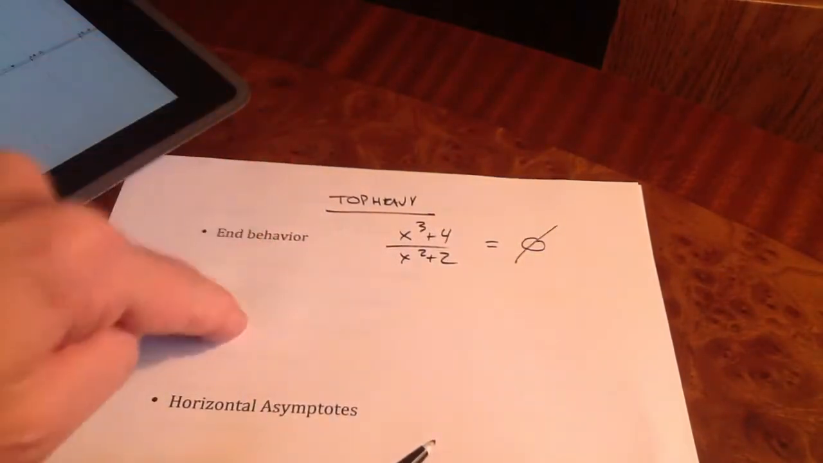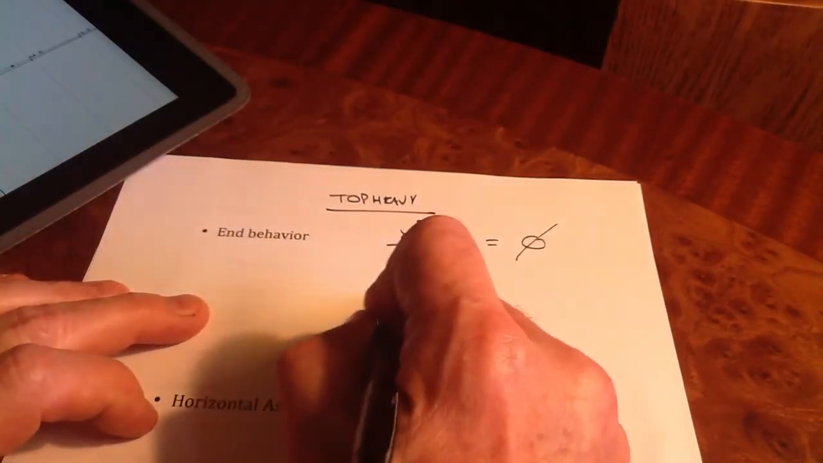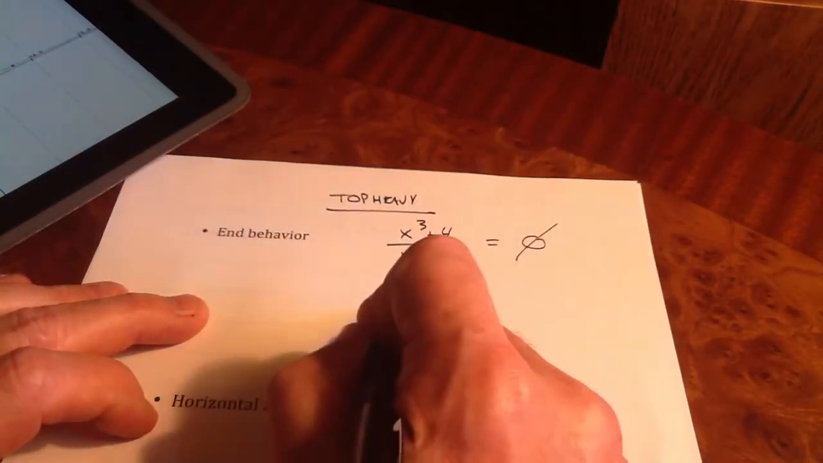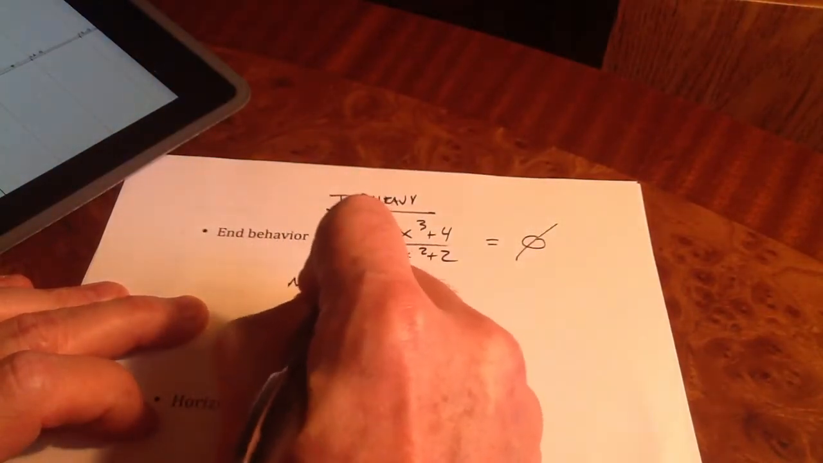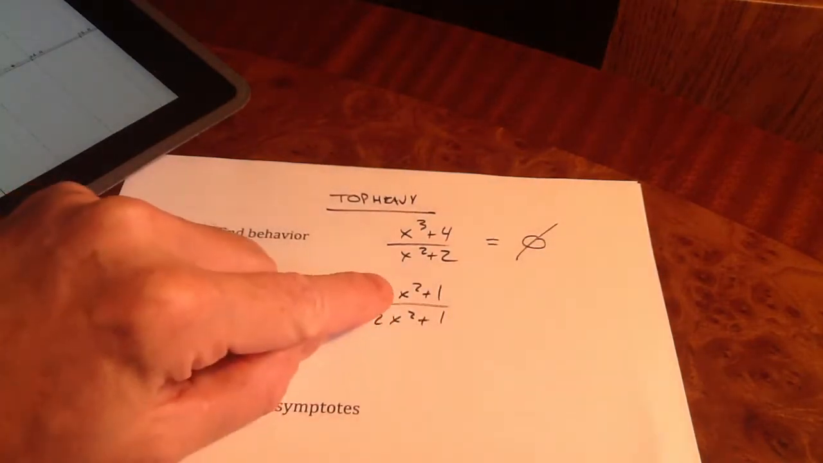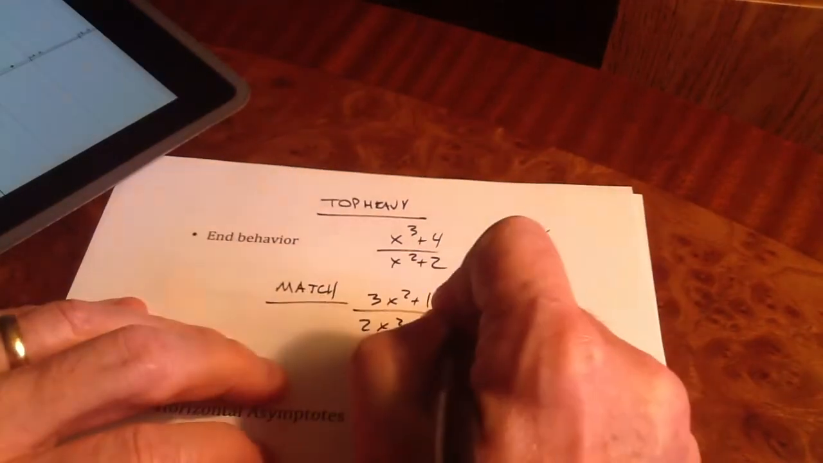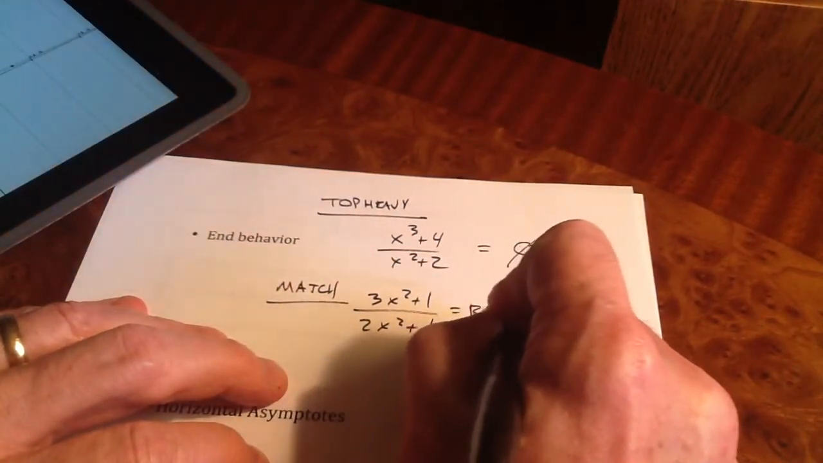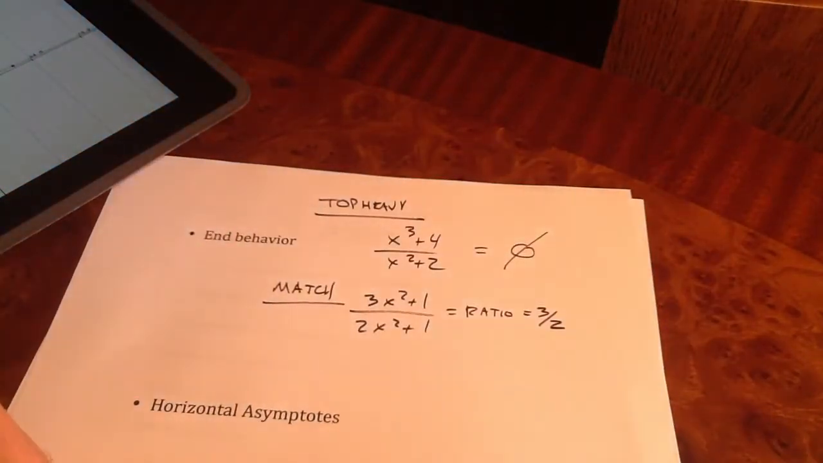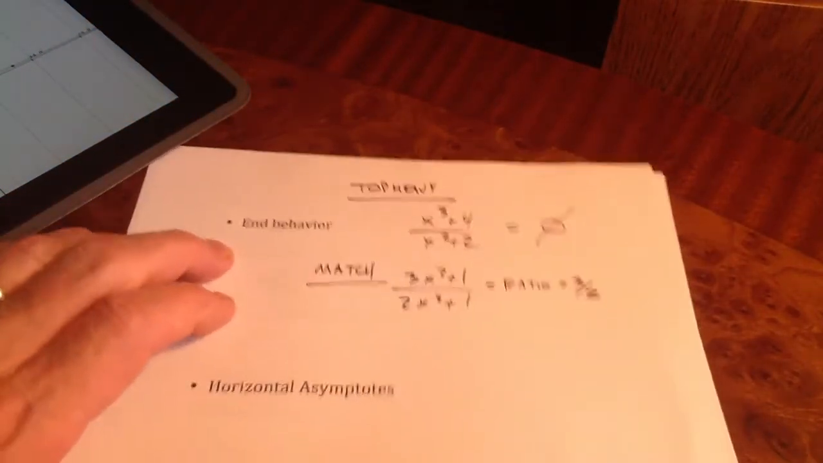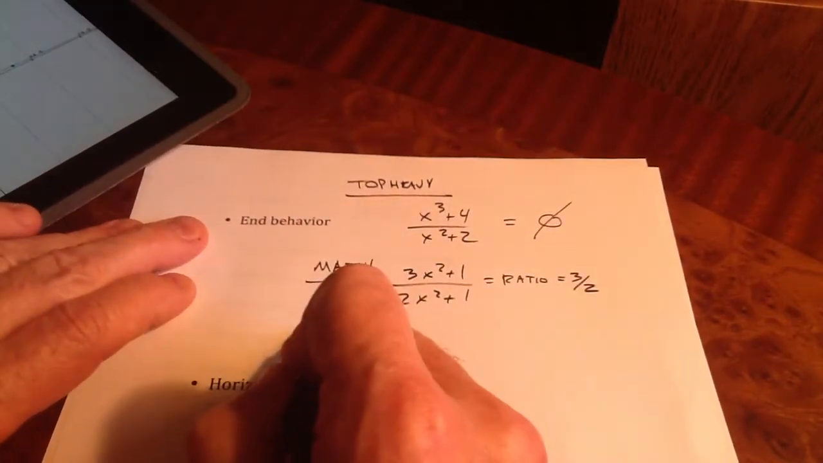And now again, we're talking about horizontal, not vertical. Vertical are easy. Those are the domains. These are horizontal. The other case you might have is, say, 3x squared plus 1 over 2x squared plus 1. I call this a match, meaning that the powers match. When the powers match, you take the ratio of the coefficients, which in this case is 3/2. Good. And then finally, we had top-heavy, we had match, and then we'd have bottom-heavy.